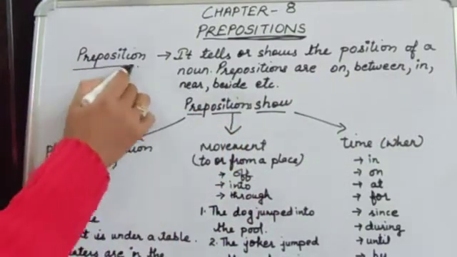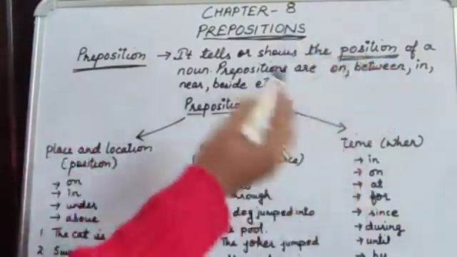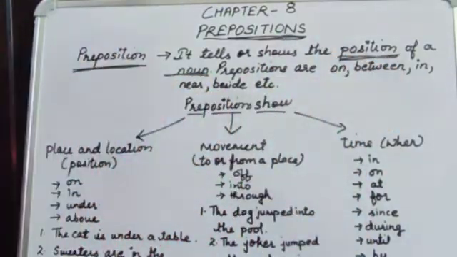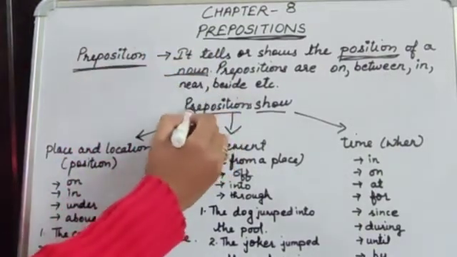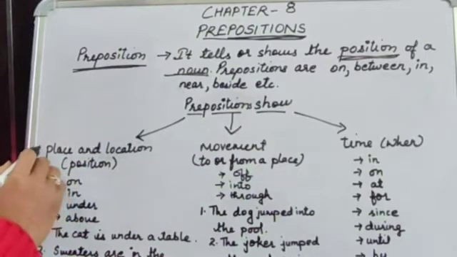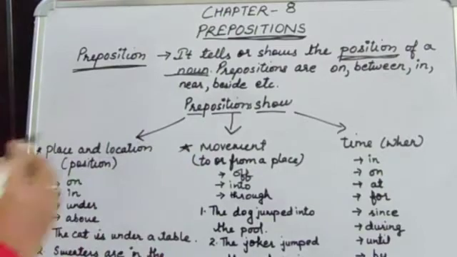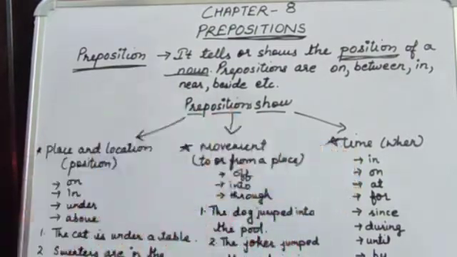So preposition basically tells the position of what? Position of a noun. Nouns are what? Person, place, animal or things. Now class, we'll go into detail. Preposition shows what? Preposition shows us place and location. It shows us movement and it shows us time also.